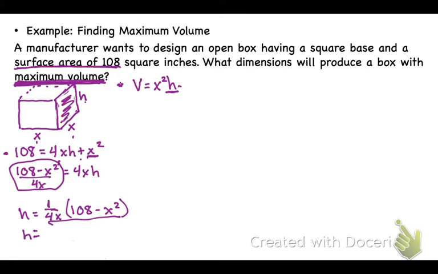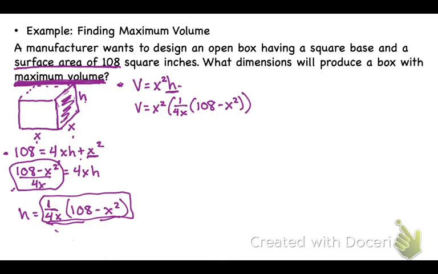Because then you'd have, or either one. Which one do you want to do? The top one or the bottom one? I did the top. Okay. Which one, top or bottom? Bottom? Okay. So we're plugging that in for h. So we have v equals x squared times 1 over 4x times 108 minus x squared.